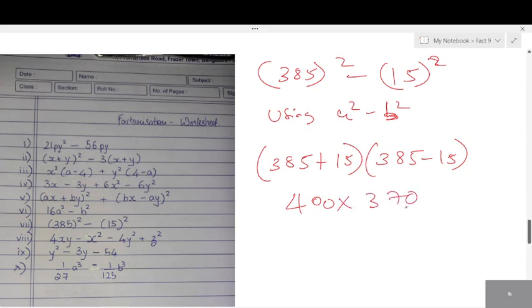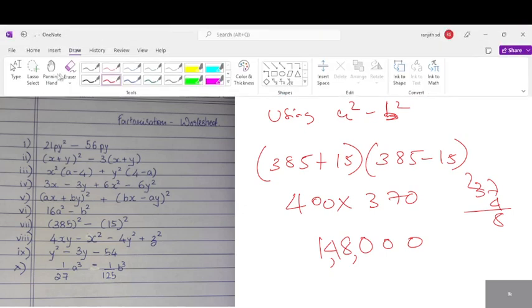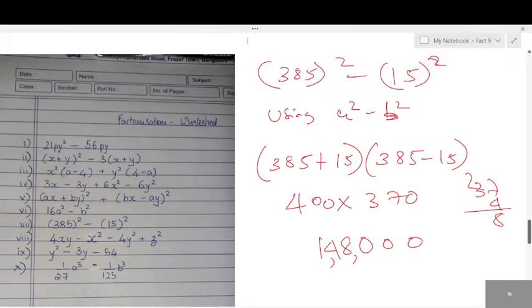So total how many zeros do we have? First write those 3 zeros. Then multiply 37 into 4. 4 sevens are 28. 4 threes are 12, 13, 14. What's the answer, students? 148. 148 triple zero is the answer. This is how you solve.